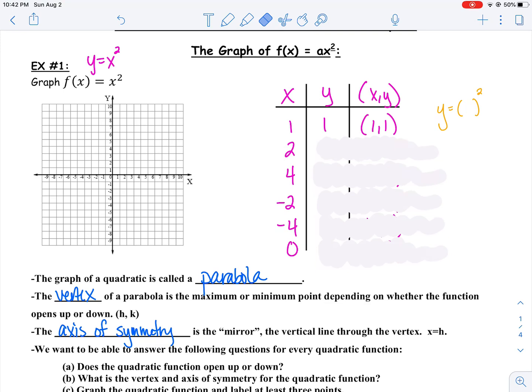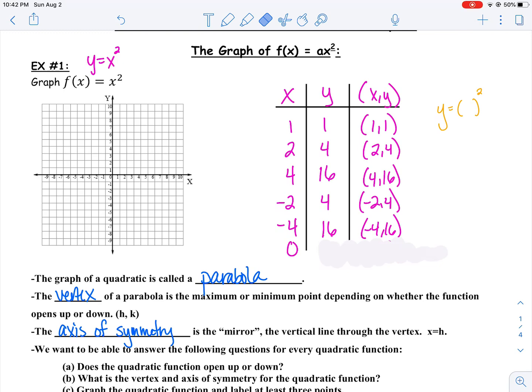Now let's try 2. If I plug in a 2, 2 squared is 4, and so I know I have a point at 2, 4. If I plug in 4 to my equation, 4 squared is 16. If I plug in -2, -2 squared is 4, so I have a point at -2, 4. If I plug in -4, I get 16, and if I plug in 0, I get 0. So let's go ahead and start there and plot some of those points and see if we can find a pattern and graph this equation.